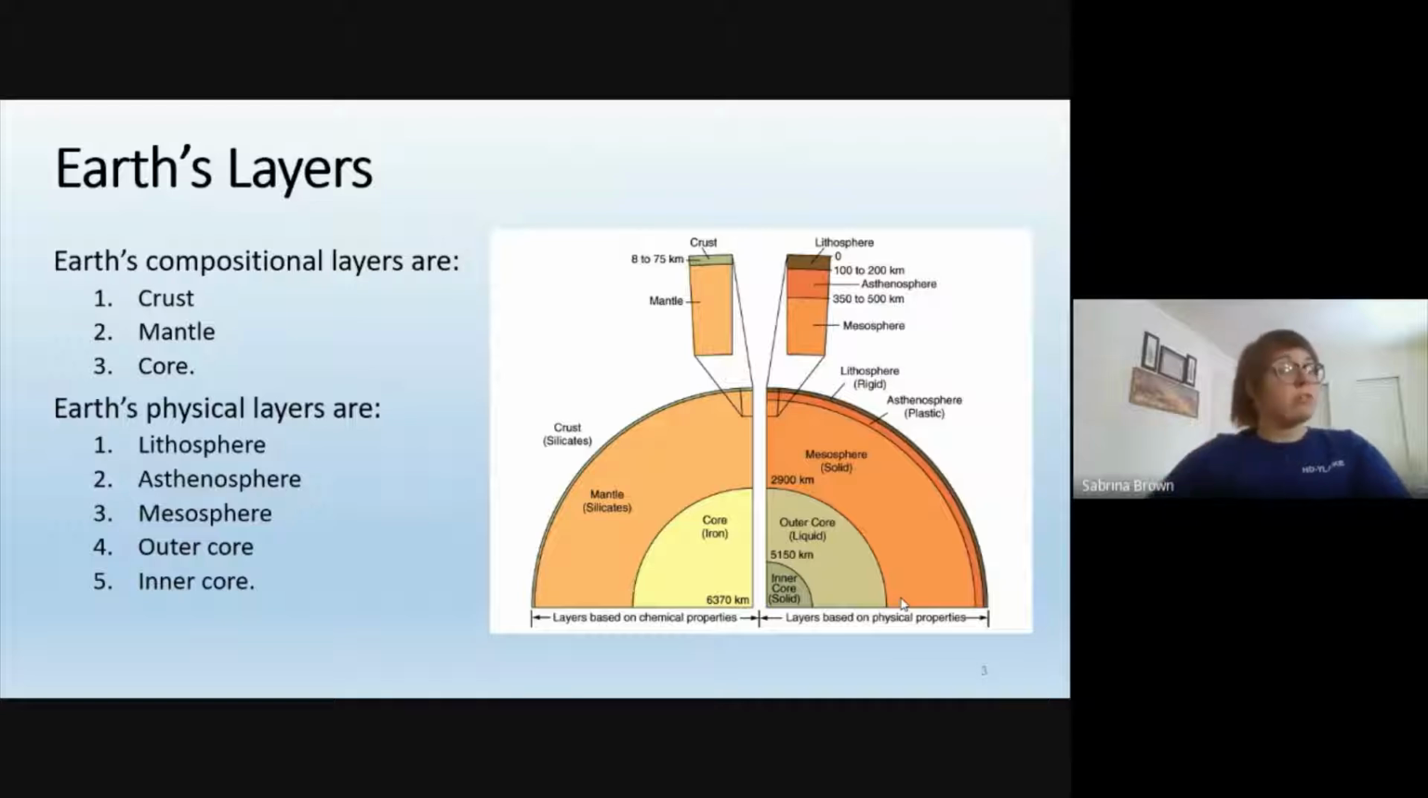And then we can also talk about Earth's physical layers, right? So layers of Earth that are divided by how they behave physically. And so those are more scientific sounding words, right? Where we talk about the rigid outer lithosphere, the plasticky asthenosphere, the middle mesosphere, which is solid, the liquid outer core, and the solid inner core.